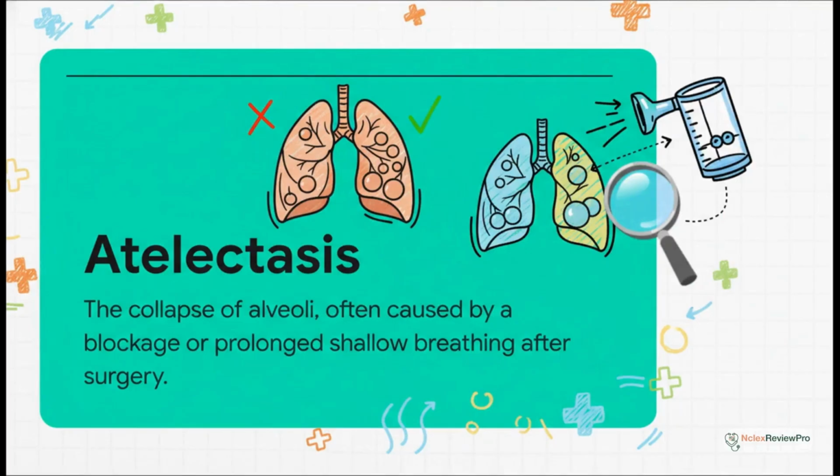We've mentioned atelectasis a couple of times. This is that internal collapse of the air sacs. It's exactly why postoperative patients are at such a high risk, and it is precisely what that incentive spirometer is designed to prevent. It's all about reinflating those collapsed little sections of the lung.